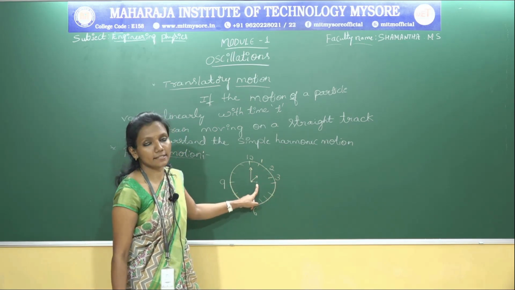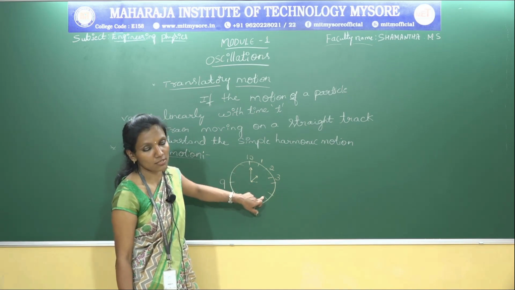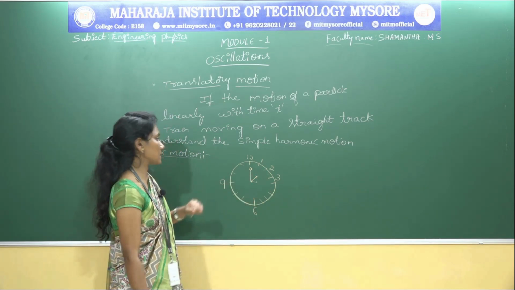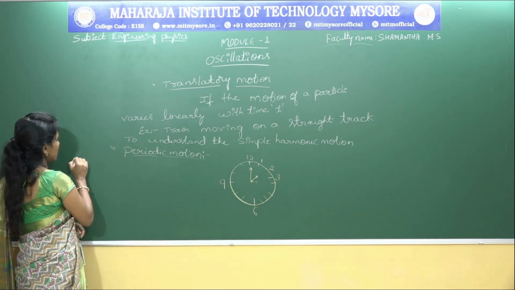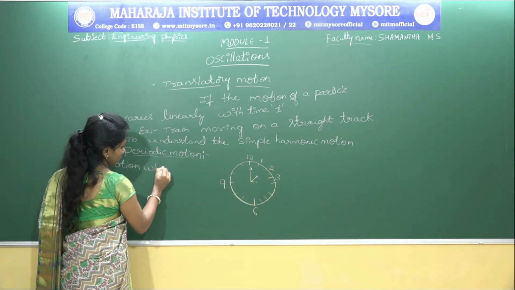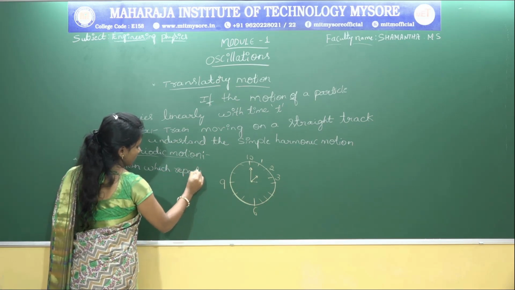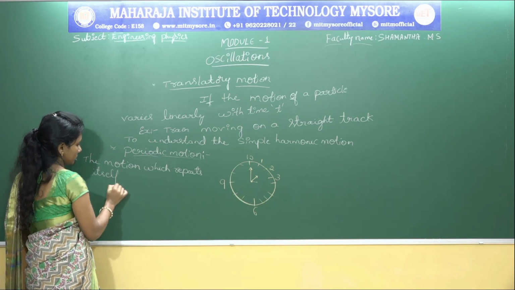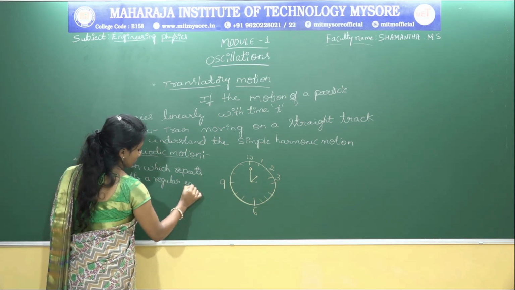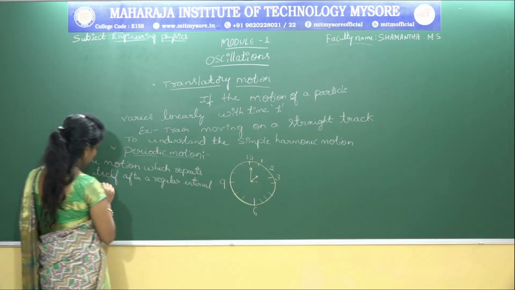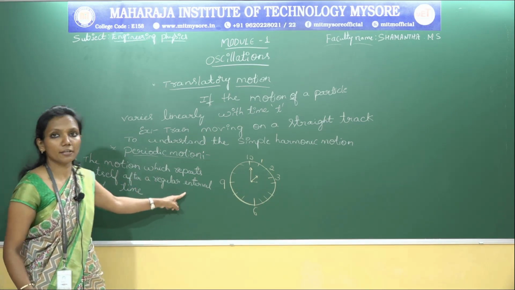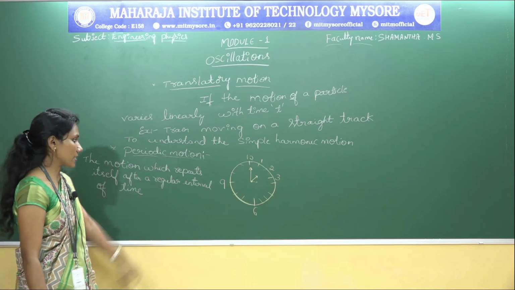Similarly, after 60 seconds the minute hand will come back to its same position. Like that the hands will move. That type of motion we call the periodic motion. A periodic motion is nothing but the motion which repeats itself after a regular interval of time.